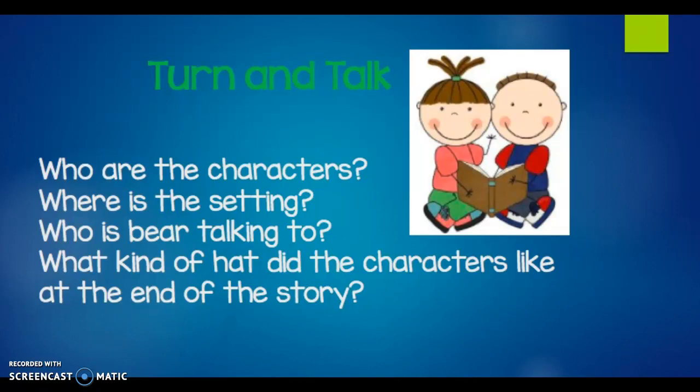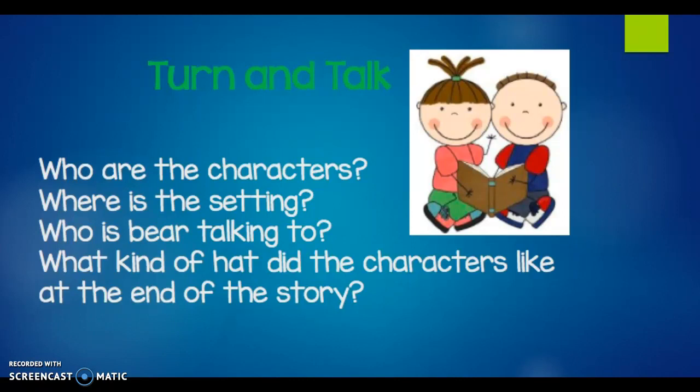Question 3. Who is Bear talking to in the story? Pause the video and tell your partner. Welcome back. I bet you didn't know who Bear was talking to, did you? Question number 4. What kind of hat did the characters like at the end of the story? Pause the video and tell your partner.